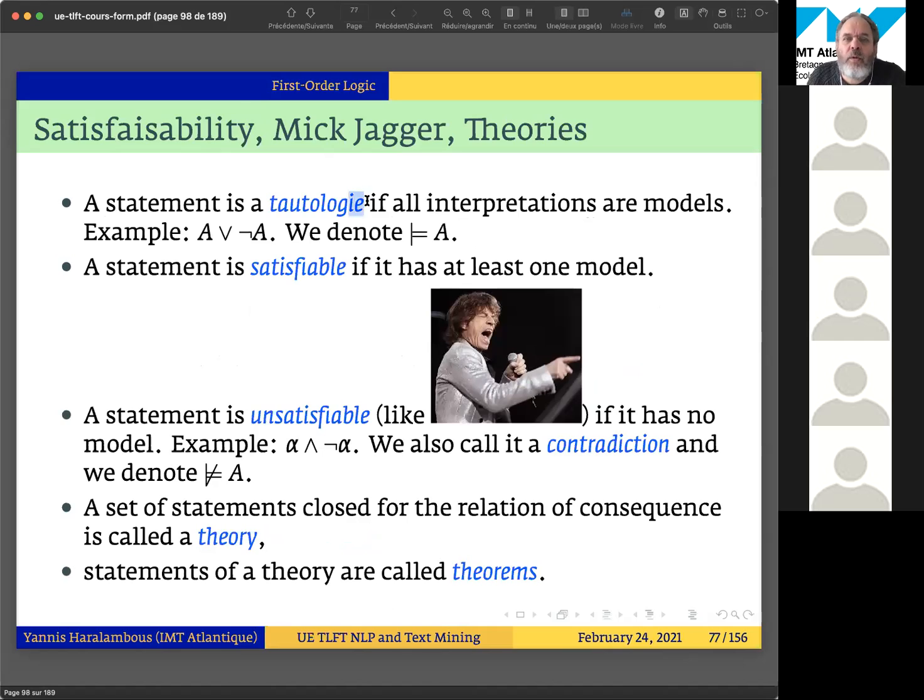So we said that a tautology is a formula that is true in all interpretations. So this means that all interpretations are models. We will say that a formula is satisfiable, satisfaisable in French, if it has at least one model. So if there exists at least one interpretation in which it is true. Otherwise, we will say it's unsatisfiable, like this guy who can get no satisfaction. And in that case, we would say it's a contradiction.